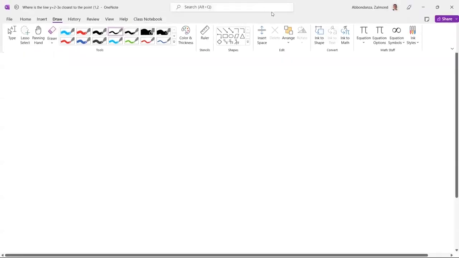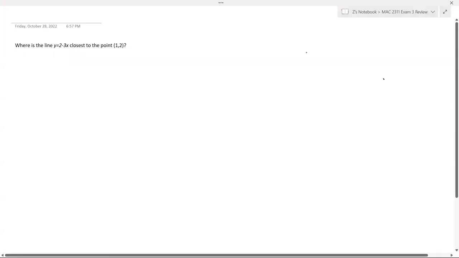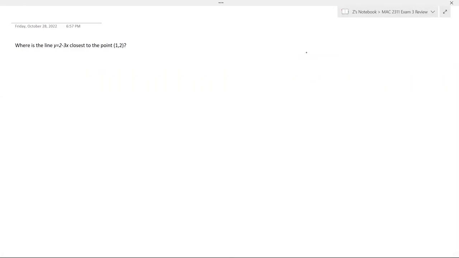In this problem here, we have an optimization problem. It says, where is the line y equals 2 minus 3x closest to the point (1, 2)? So let's see why this is an optimization problem.